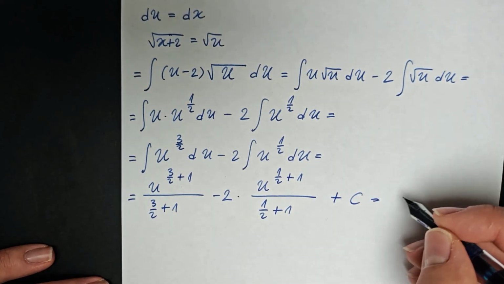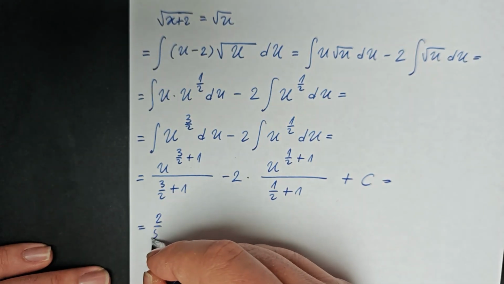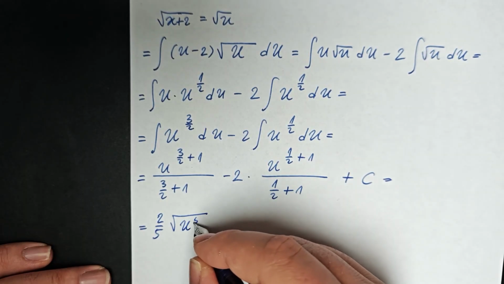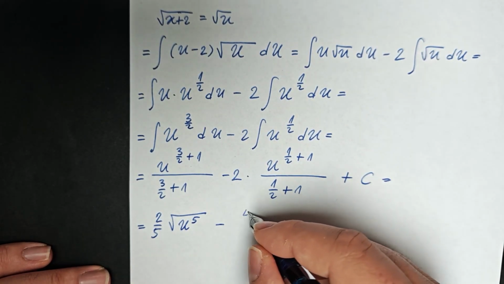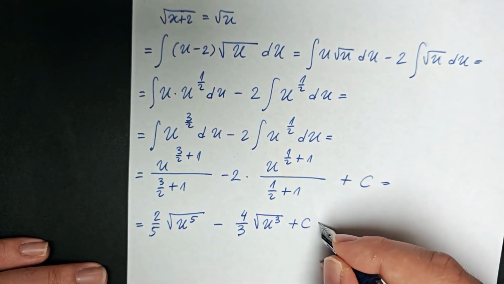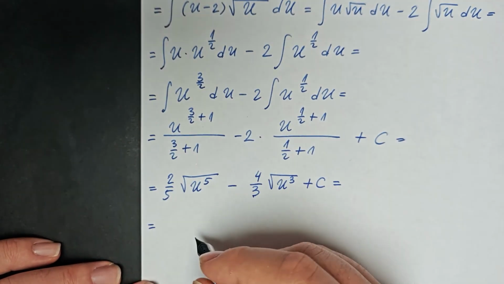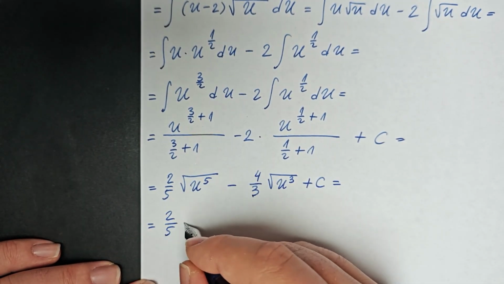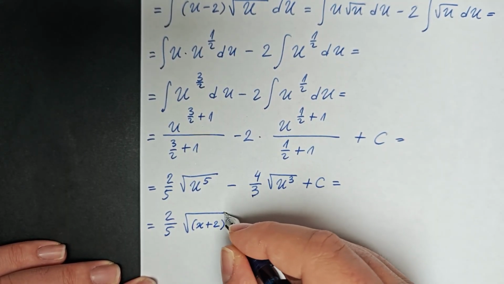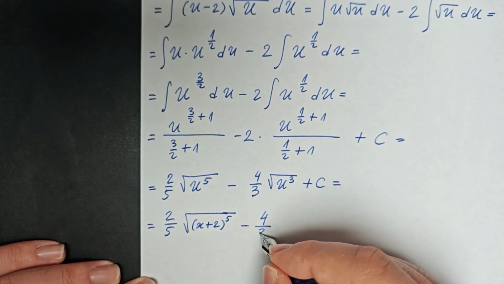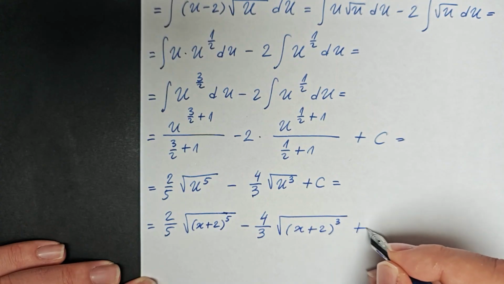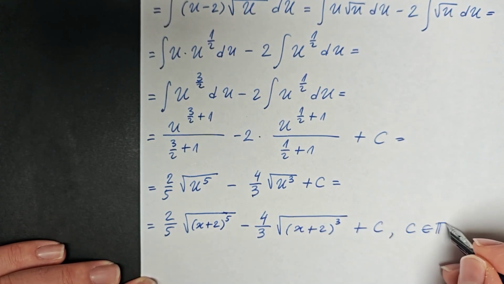So this is then equal to 2/5, when we calculate all of this, square root of u to the 5th power minus 4/3 square root of u cubed and plus c. When we return the substitution, we get 2/5 square root of x plus 2 raised to the 5th power minus 4/3 square root of x plus 2 cubed and plus c, where c is a real number.